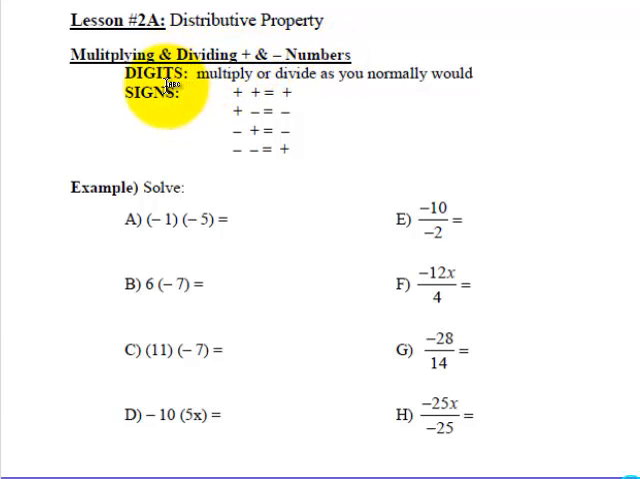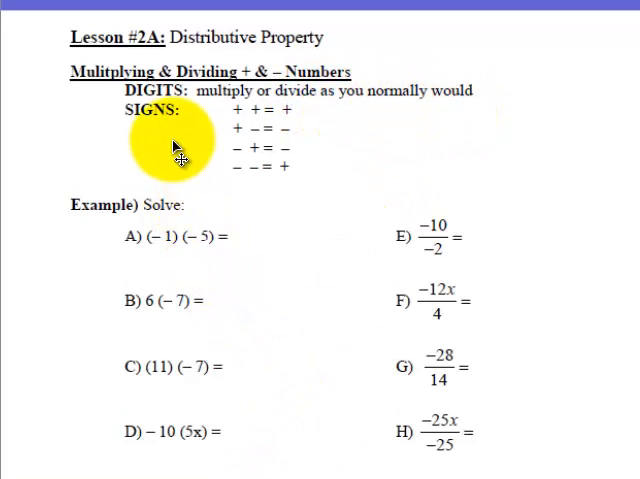Basically, the rule for multiplying and dividing positive and negative numbers is that the digits you multiply or divide as you normally would. And the signs, you will follow the following rule: positive and positive is a positive, positive and negative is a negative, negative and positive is a negative, negative and negative is a positive. So it's the same rules which you use to change two signs into one. So let's see how it works.